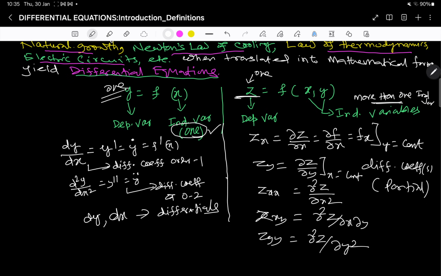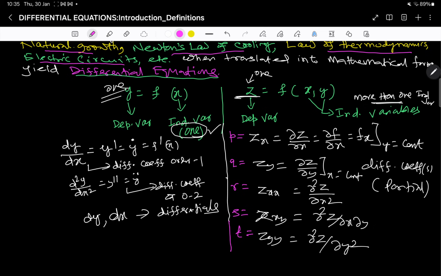So now coming to the definition of the differential equation. Moreover, for notational sake, we denote P as zx, Q as zy, R as zxx, S as zxy and T as zyy. These are some standard notations.